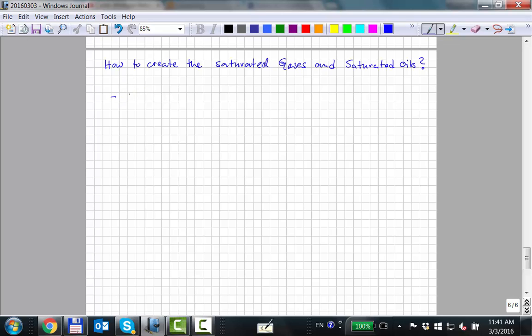So the process is that we start with a sample composition, ZI, and I'm going to call it black oil. It's a special composition I want to use to create my black oil table. Okay? So we have to start with that.